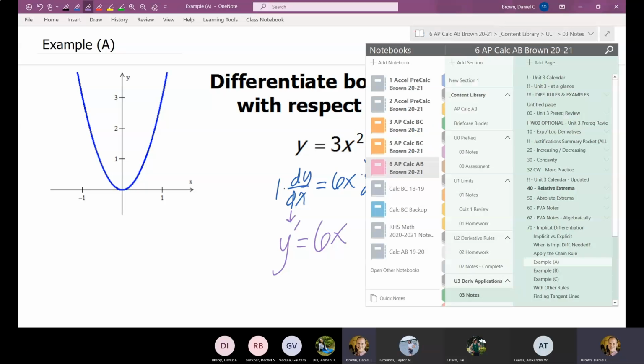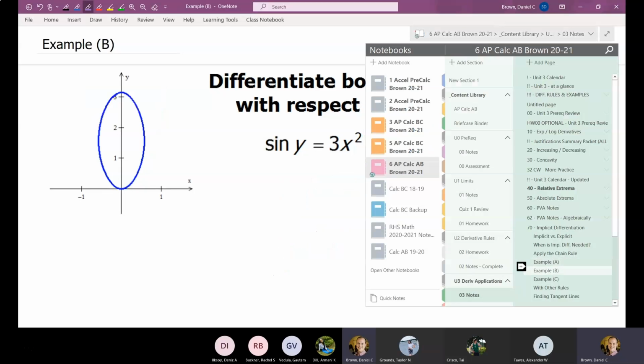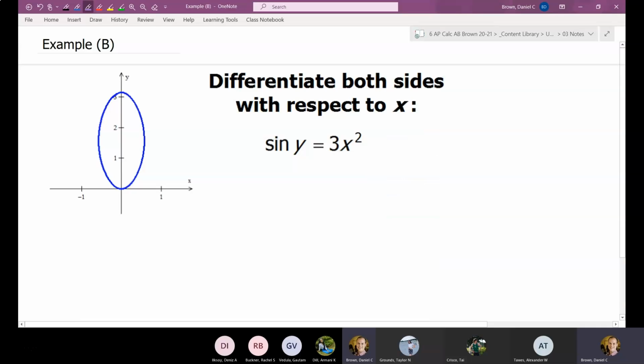Where this changes is when our function is no longer explicitly defined. So something like this. I have the sine of y is equal to 3x squared. There's a graph of it. We often don't need to know the graph of it, but these implicitly defined functions often form things like curves, like ovals, circles, like waves. They have all sorts of weird shapes that they can have. But if I want to take the derivative of this is what we're going to focus on today.